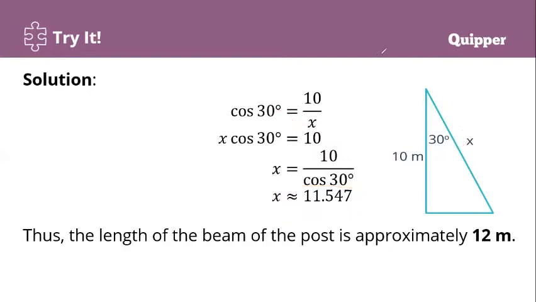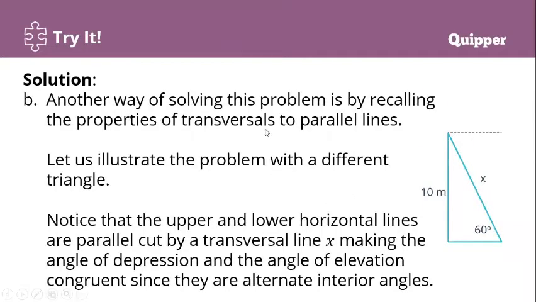What is the second one? Another way of solving this problem is recalling the properties of transversals to parallel lines. Let's illustrate the problem with a different triangle. Notice that the upper and the lower horizontal lines are parallel cut by transversal line x, making the angle of depression and the angle of elevation congruent since they are alternate interior angles. Again, recall the concept of transversal lines and the alternate interior angles.